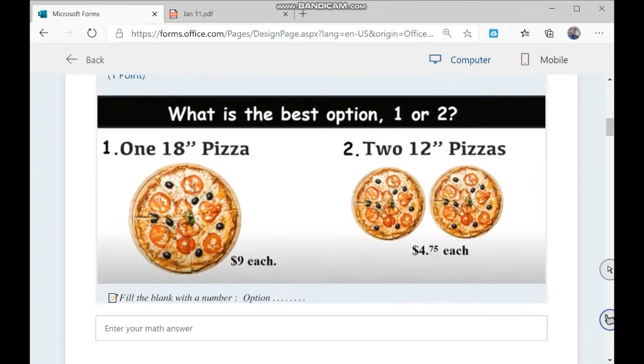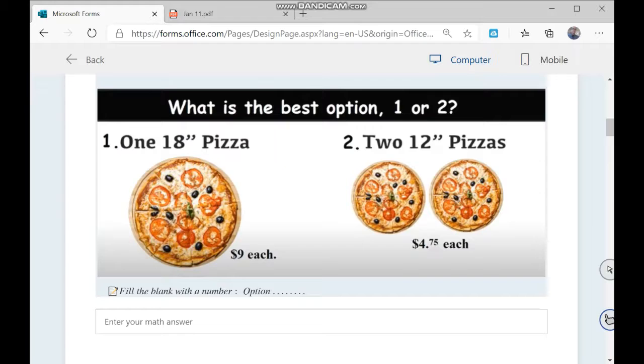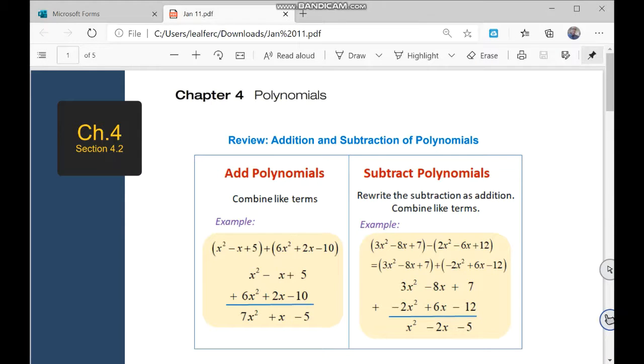Topic of today's class. Now in January, we will be talking a lot about polynomials. This whole month is about polynomials: adding, subtracting, multiplying, dividing polynomials, polynomial functions, everything about polynomials. And last week, here's the quick review.